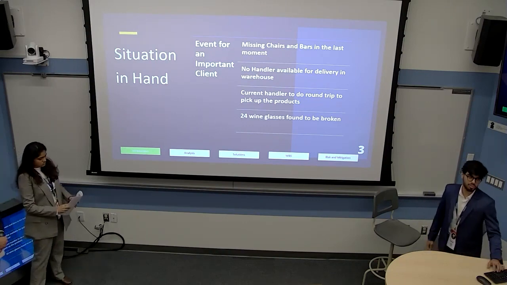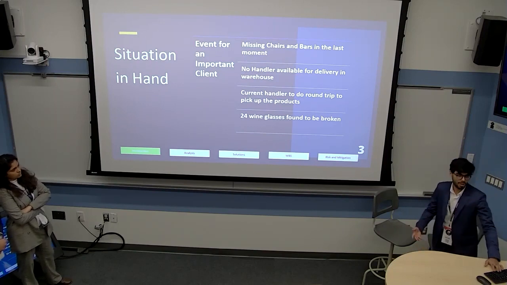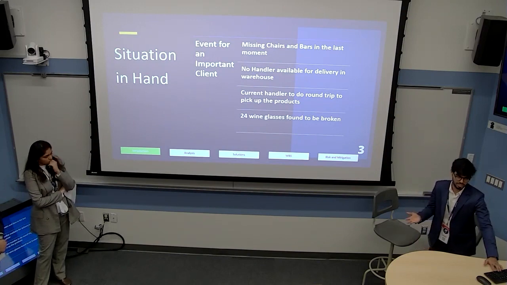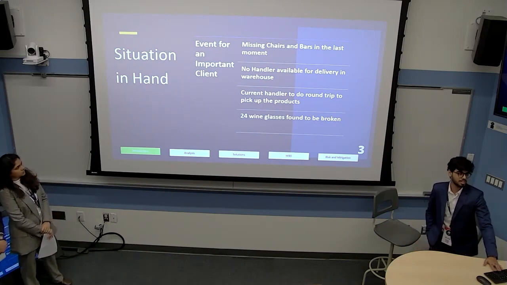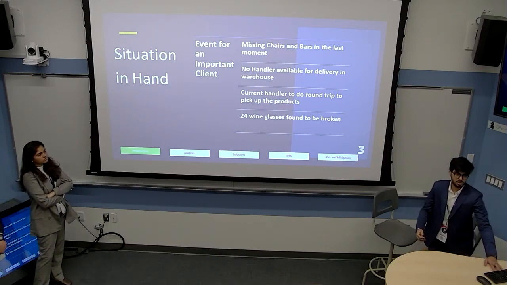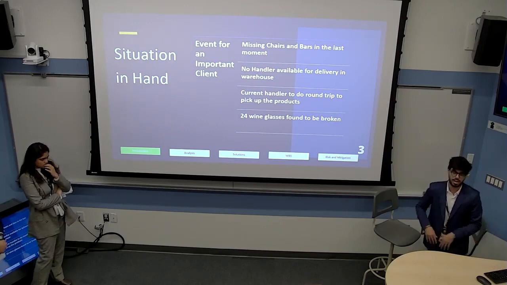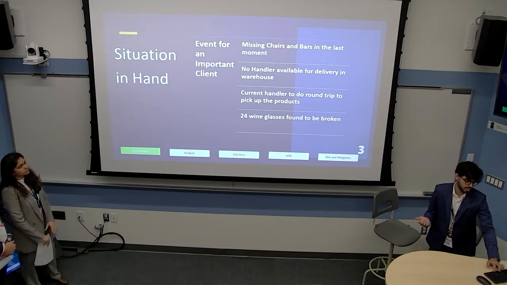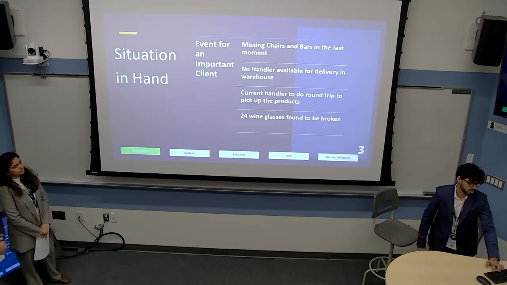So the event started off with missing chairs and bars. It's not a big deal, it can happen, but it led to a chain of events which led to a change in ABP. There were around 12 missing chairs and 3 missing bars, and there was no handler to get them on site. This led to Sebastian asking one of the existing handlers to go and pick them up. This led to a 3-hour round trip for the handler, and one handler less at the event.